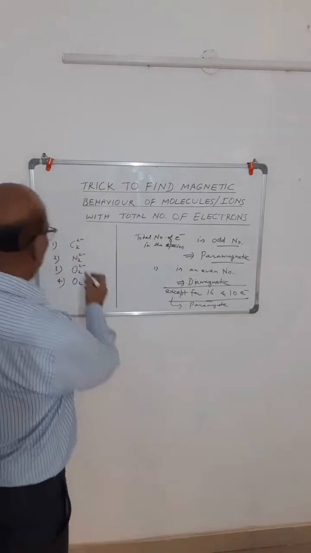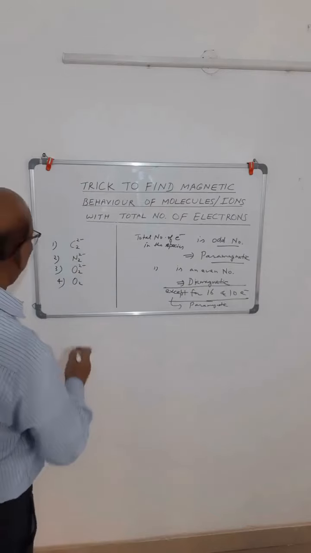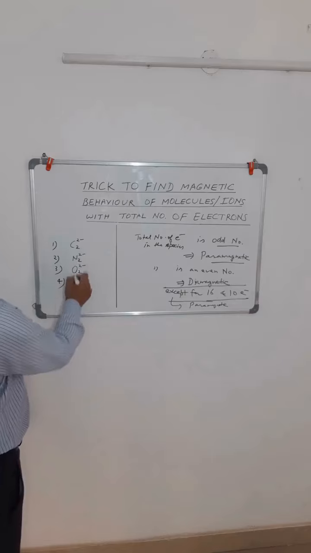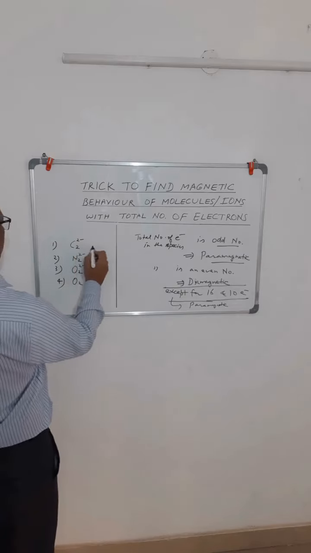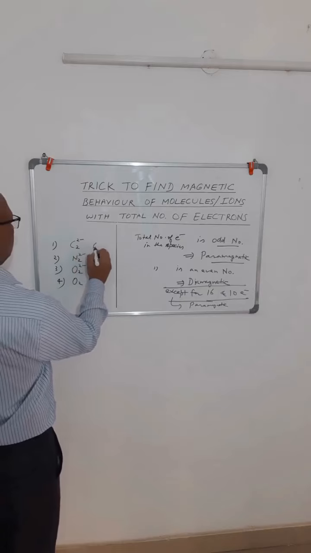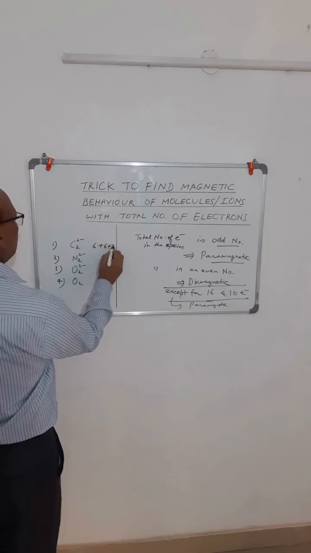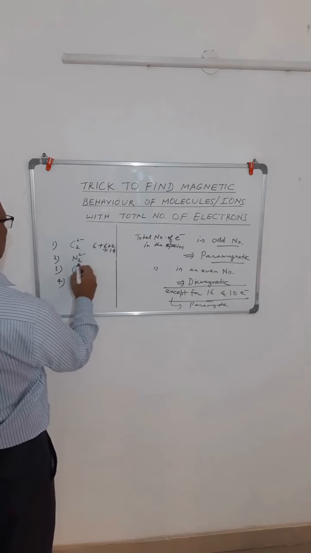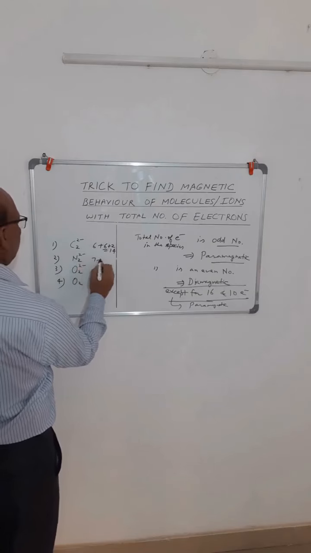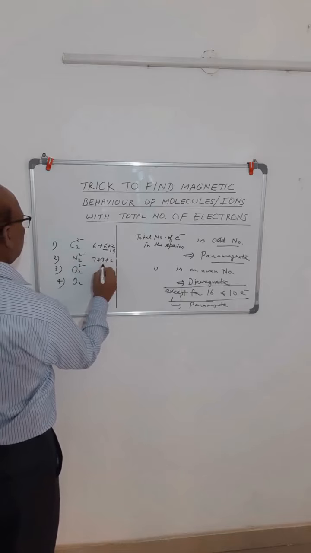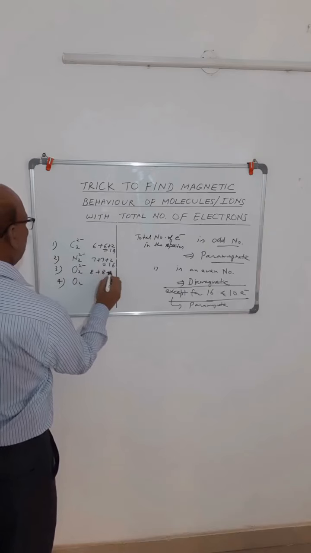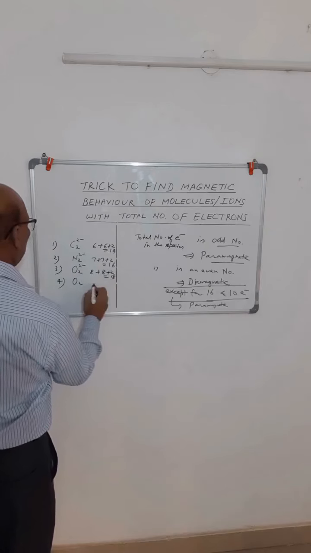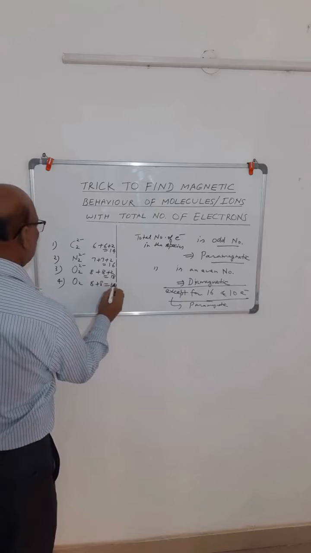Okay, so we will solve this question which was asked in the JEE exam. We have to determine the magnetic behavior of these species. So हम total number of electrons देखेंगे. C2 2 minus में कितने हैं? C that is 6 plus 6, that is 12, and 2 minus, so 14. N2 2 minus में this is 7 plus 7 plus 2, that is 16. O2 2 minus में this is 8 plus 8 plus 2, that is 18, and O2 में this is 8 plus 8 equal to 16.